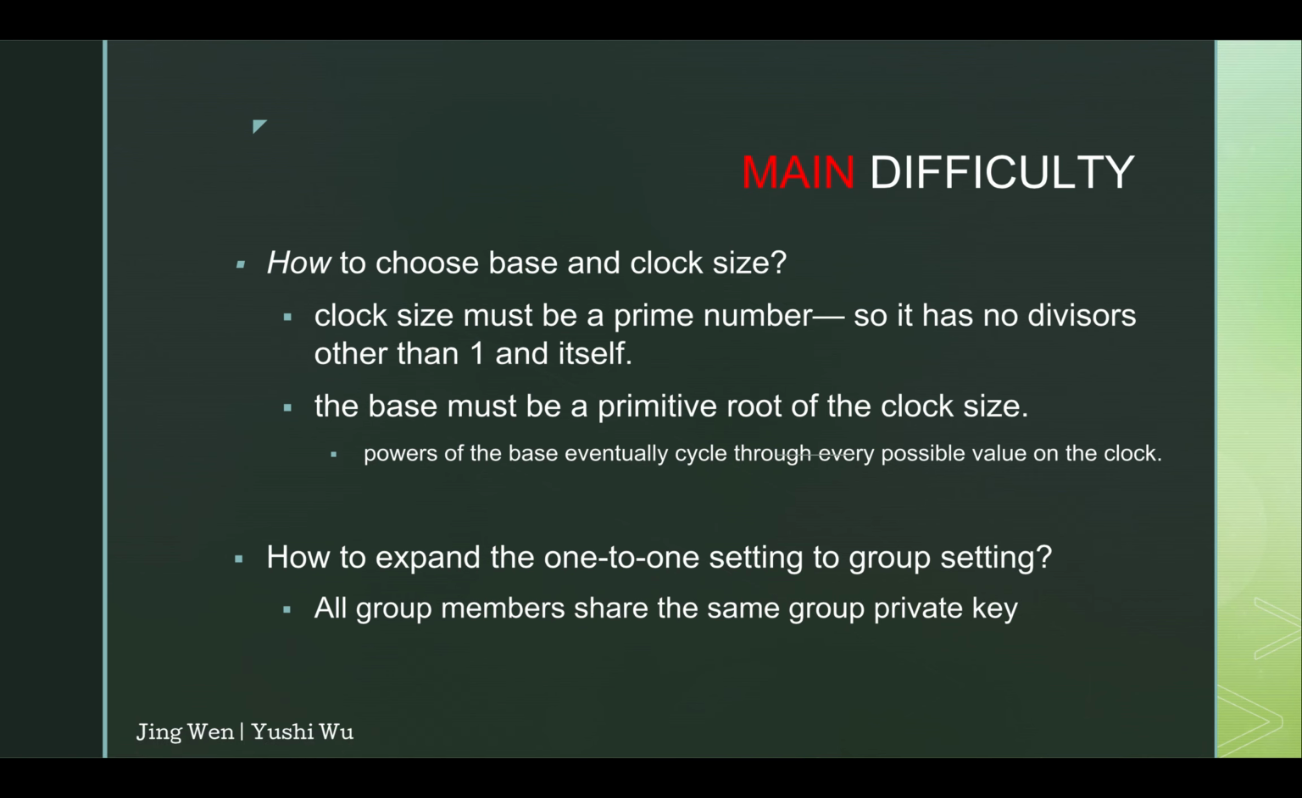The main difficulty of the model is first how to choose the base and clock size. According to the formulation, the clock size must be a prime number, so it has no divisors other than 1 and itself, and the base must be a primitive root of the clock size, so that powers of the base eventually cycle through every possible value on the clock.